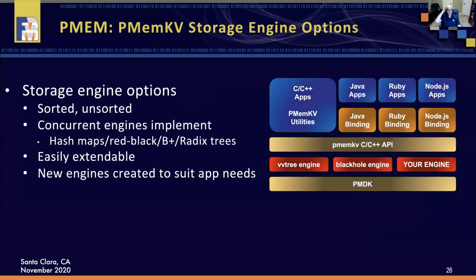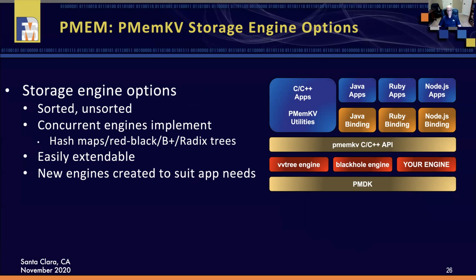And there are many PMEM KV storage engine options. You can do sorted and unsorted and concurrent engine implementations. You've got hash maps and red black and B plus and radix trees. It's easily extendable, and you can add new engines easily to suit an application's needs. This stuff has been already pre-done for you.